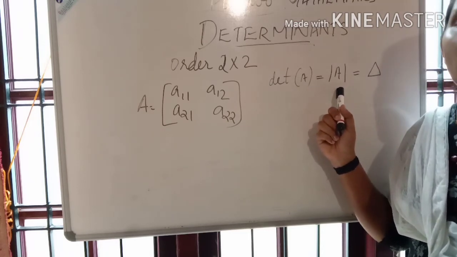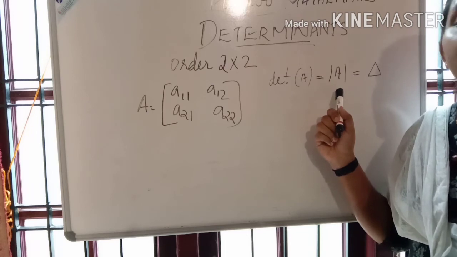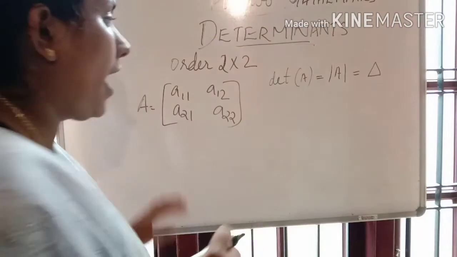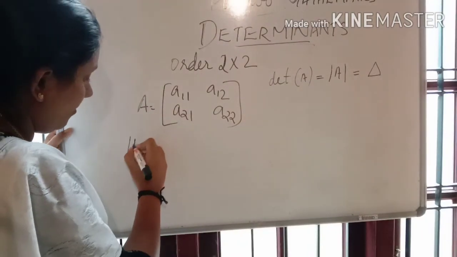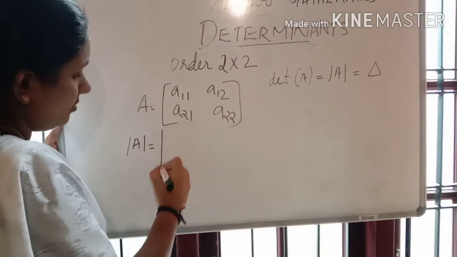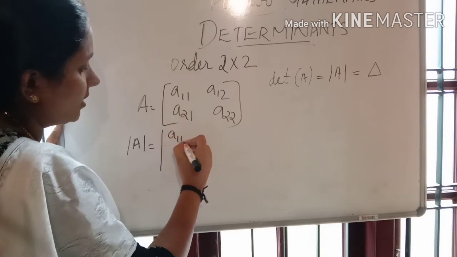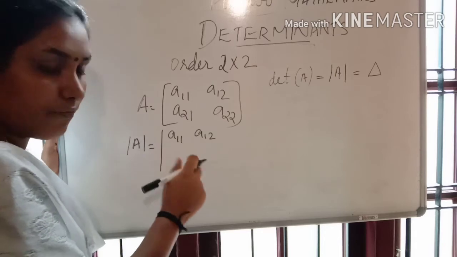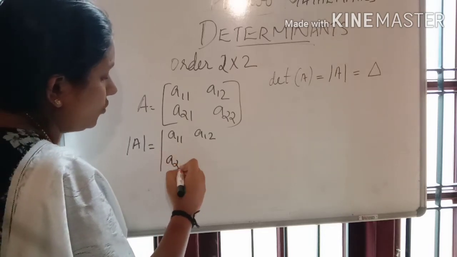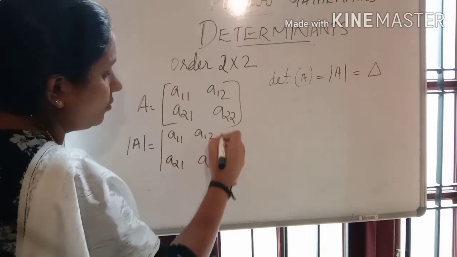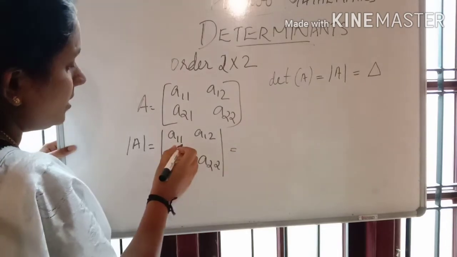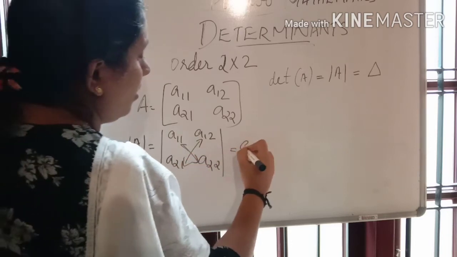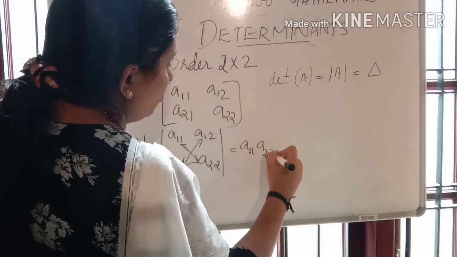This is the determinant of A. How can we find the determinant of A? First of all, just rewrite the matrix in the determinant form, with a21, a22 in the second row. Then multiply: a11 into a22 minus a21 into a12.